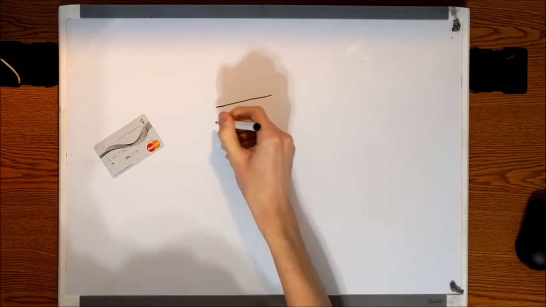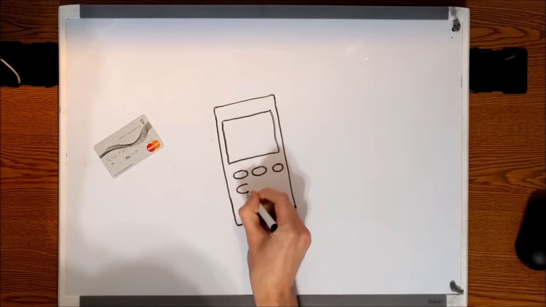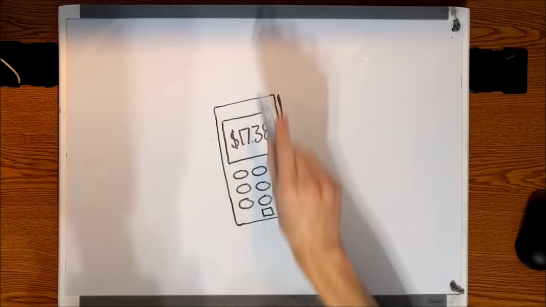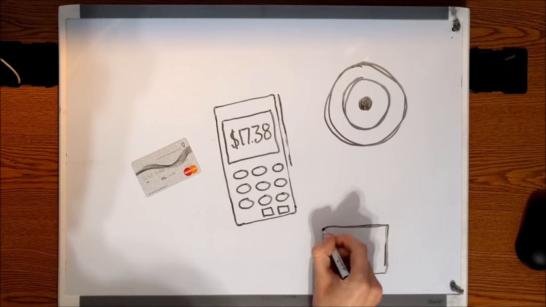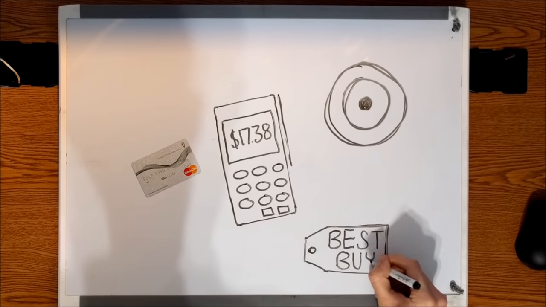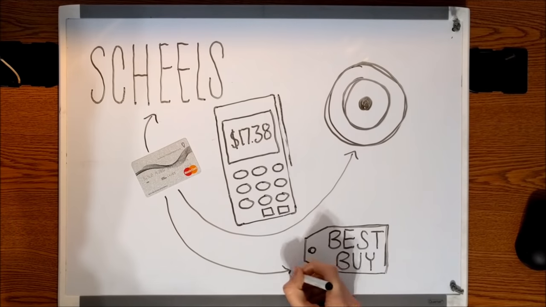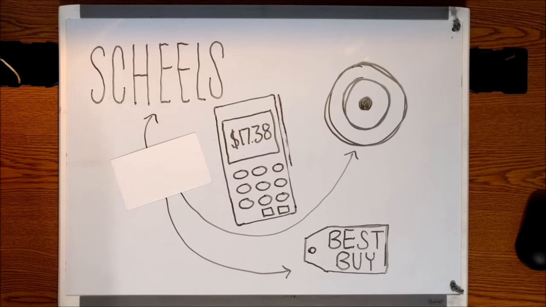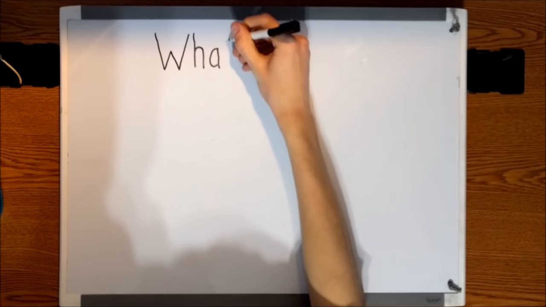Here's the deal. Every single day, you take your credit or debit card and you swipe it all over town. Do you really feel comfortable giving all your information to Target, Best Buy, or even Shields? What if there was a way to pay without transferring any sensitive data? Well, there is, and it's called tokenization.